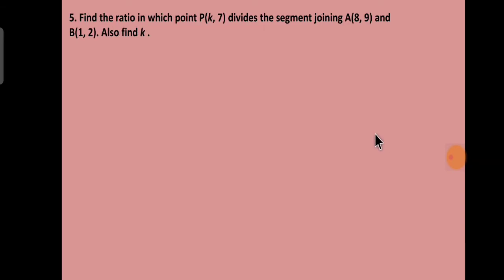Now question number 5. Find the ratio in which point P (K, 7) divides the segment joining A (8, 9) and B (1, 2). Also find K. मीन्स या ठिकाणी आपल्याला AB सेगमेंट दिलेला आहे. या AB सेगमेंटचे P हा पॉइंट काय करतोय, डिवाइड्स करतोय आणि P चे कोऑर्डिनेट काय आहेत, K, 7. द कोऑर्डिनेट ऑफ P आर K, 7 and we have to find out the value of K also.